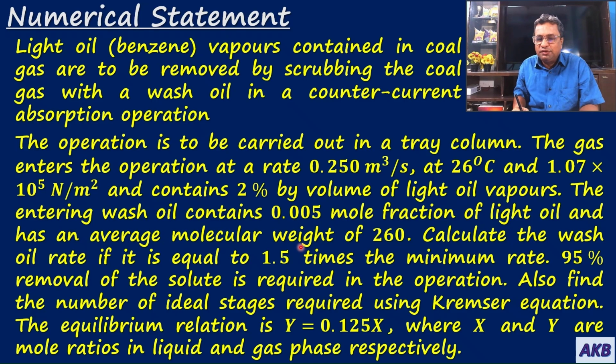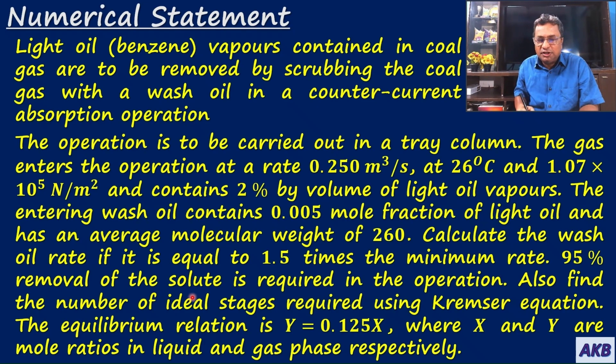The average molecular weight of the wash oil is given to us as 260, and we are supposed to find the wash oil rate if it is equal to 1.5 times the minimum rate. So we are supposed to find the entering liquid rate if it is to be 1.5 times the minimum rate. So the entering liquid rate is 1.5 times the minimum liquid rate. That means in this case, first of all, we will have to find out the minimum liquid rate.